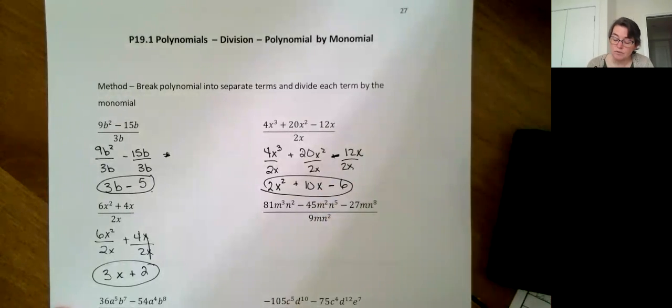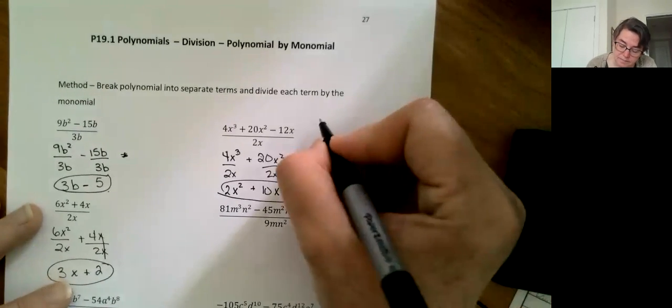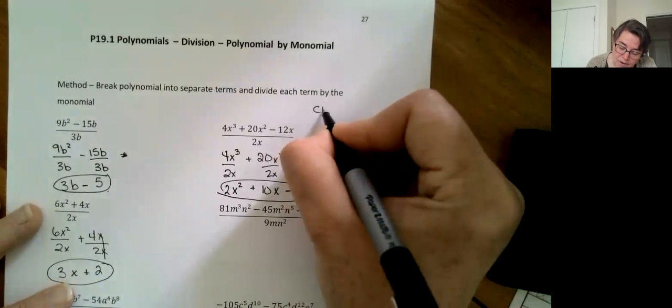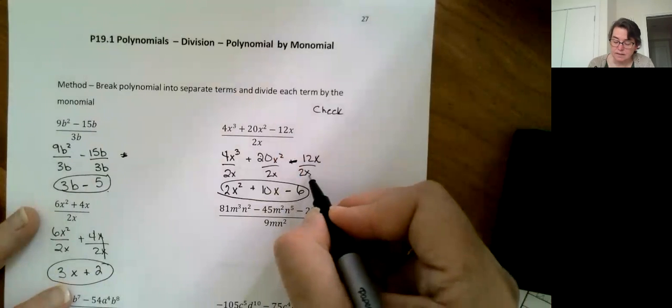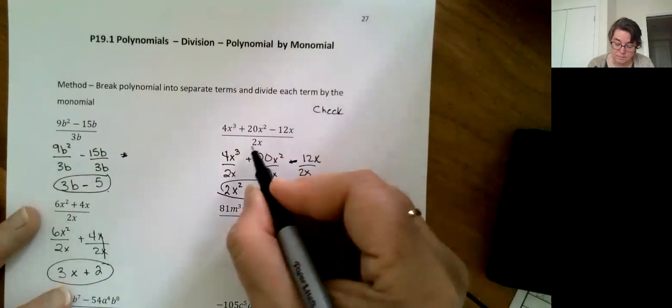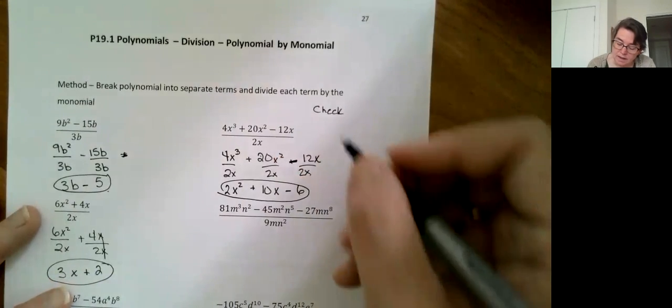And just like before, if you wanted to, or if you were required to, you can always do a check. So you take your answer and you multiply it by your divisor, the thing you divide it by, or denominator in this case, the way it's written. And you can check it out.